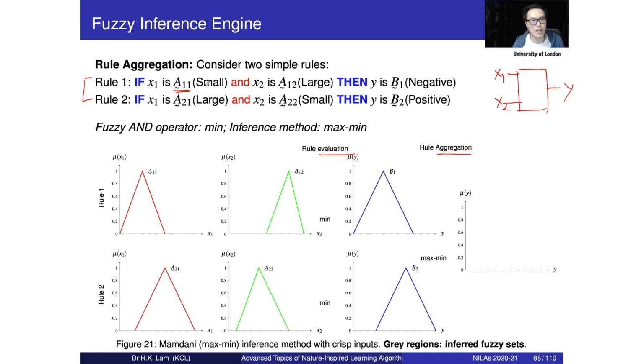If x1 is small, this is the fuzzy set small, and x2 is large, then y is b1, or we call this negative. For rule 2, if x1 is large and x2 is small, then y is positive. So in this figure right here, this is rule 1.